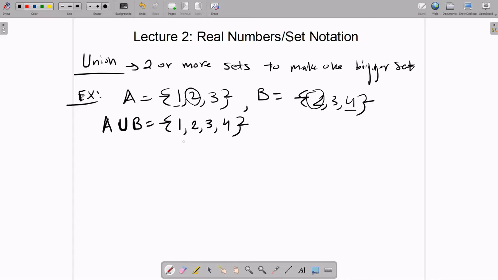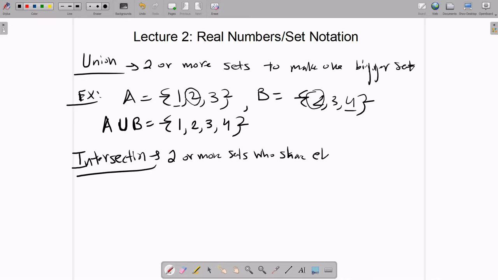On the flip side, we have something called an intersection. Like a union, you have 2 or more sets who share elements to make another set.